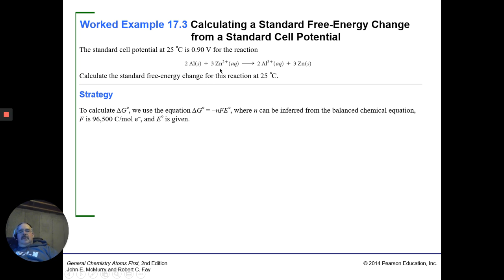Okay, we do need to know what n is, and each aluminum is gaining 3 electrons. And there's 2 aluminums, so that would be 6 electrons. So n would be 6. F, of course, is a constant. It's 96,500 coulombs per mole.